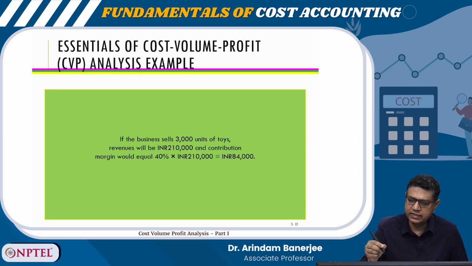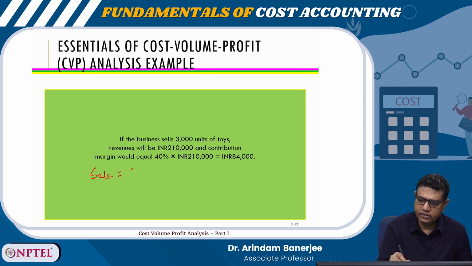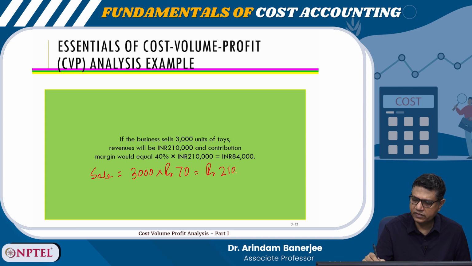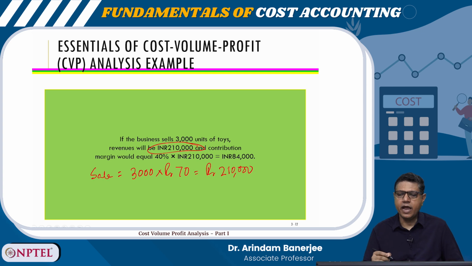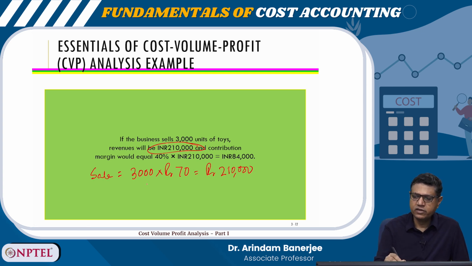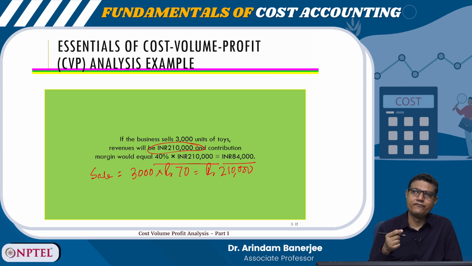So, revenue in this case, the sale will be 3000 units into rupees 70, which is equal to rupees 2,10,000, which is mentioned here. And contribution margin will be how much? 40% into 2,10,000, that is rupees 84,000. You remember the fixed cost in the previous case, it was 84,000.